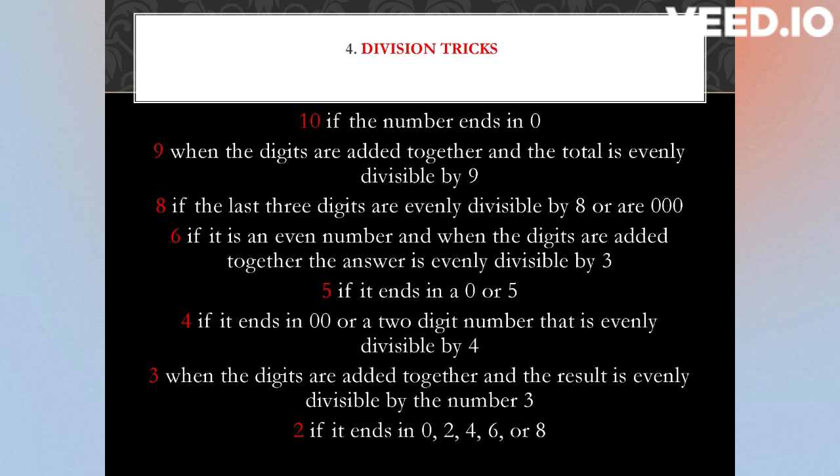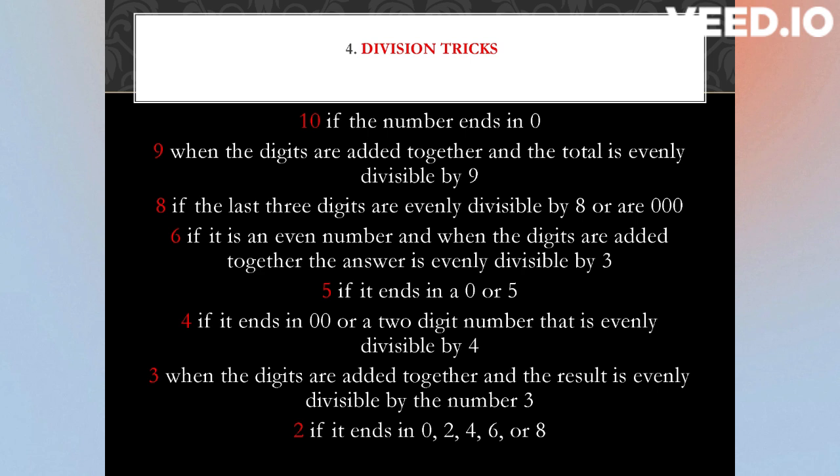So whenever you have a last digit as 0, it is definitely exactly divisible by 10. Next, coming to 9: when the digits are added together and the total is evenly divisible by 9. So if any number is given and you want to find out whether it is divisible by 9 or not, you have to add all the digits and check whether the sum is divisible by 9. Okay, that is a simple one. Next, 8: if the last three digits are evenly divisible by 8, or 000. If you have the last three digits as 000, or else for any larger number, you have to check the last three digits. If they are divisible by 8, then the complete number is divisible by 8.